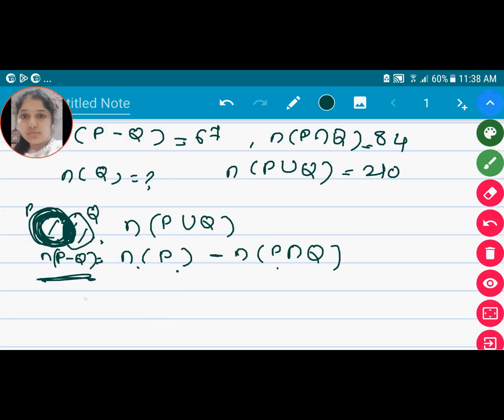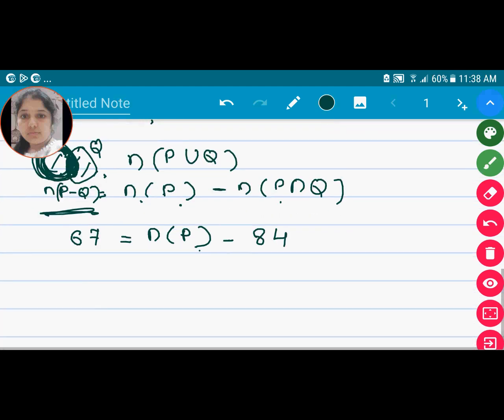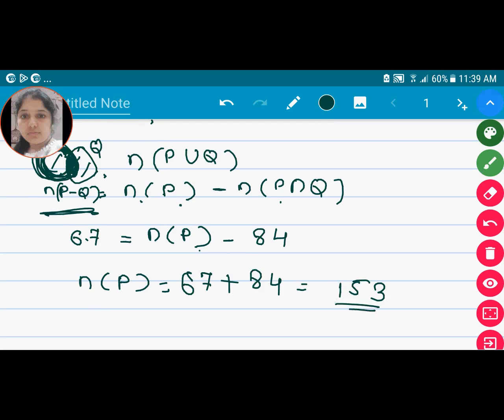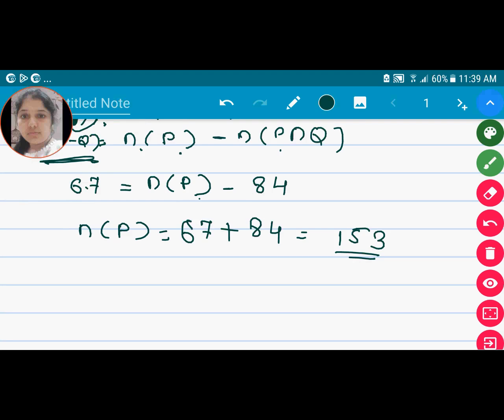So the number of elements in P minus Q we know, which is 67. The number of elements in P we don't know. So the number of elements in P minus the number of elements in P intersection Q is 84. Now we get the value for the number of elements in P. So the number of elements in P is equal to 67 plus 84, so 153 elements are there in P.